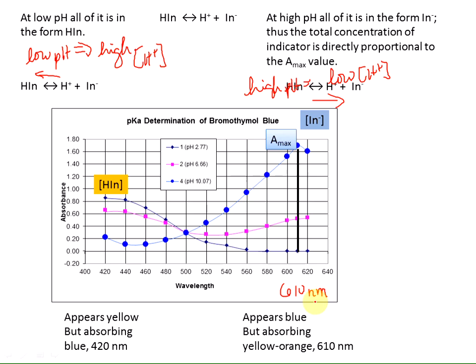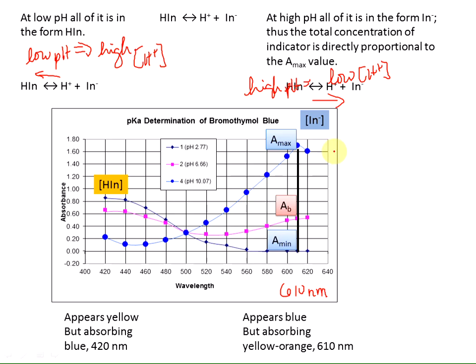So this A max value corresponds to the maximum amount that will be absorbed at this wavelength. And if we're at a very high pH, all of our indicator is in the form of the IN minus. So this is the maximum amount this will go. So this will correspond to our total concentration. The difference between the A max and the A min will correspond to our total concentration of the indicator that we have in there.